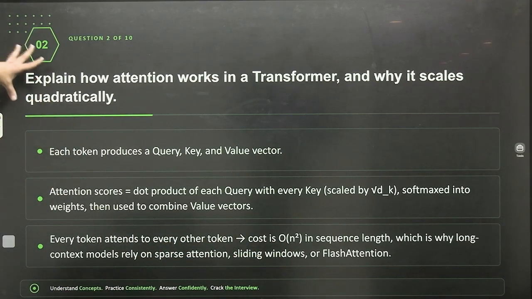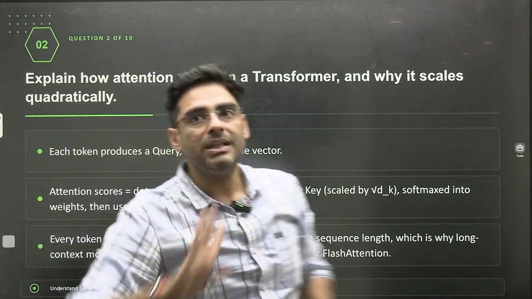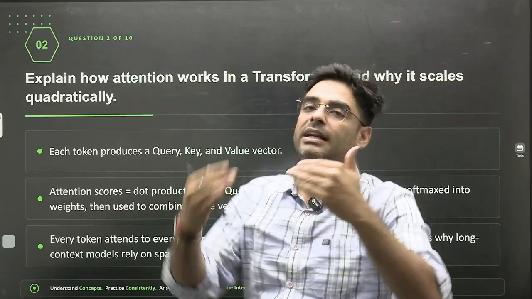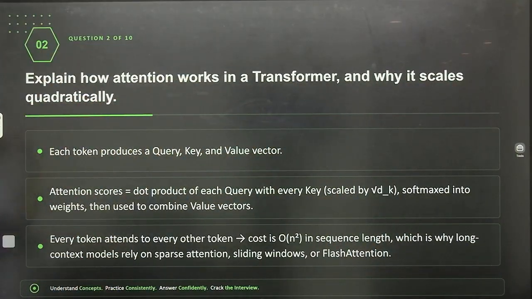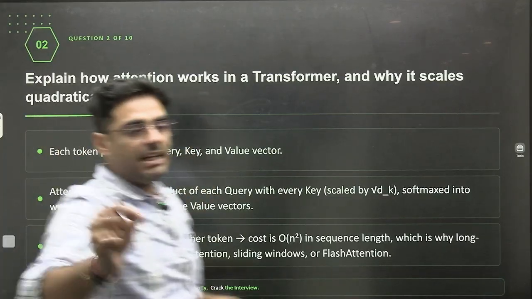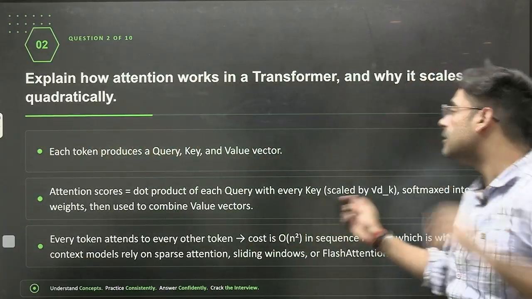So what is the attention mechanism? You can directly go to that paper and read the definition. You can understand the architecture and why it scales quadratically. This is the explanation of why it scales quadratically. So this was the second highly asked question in a number of interviews.